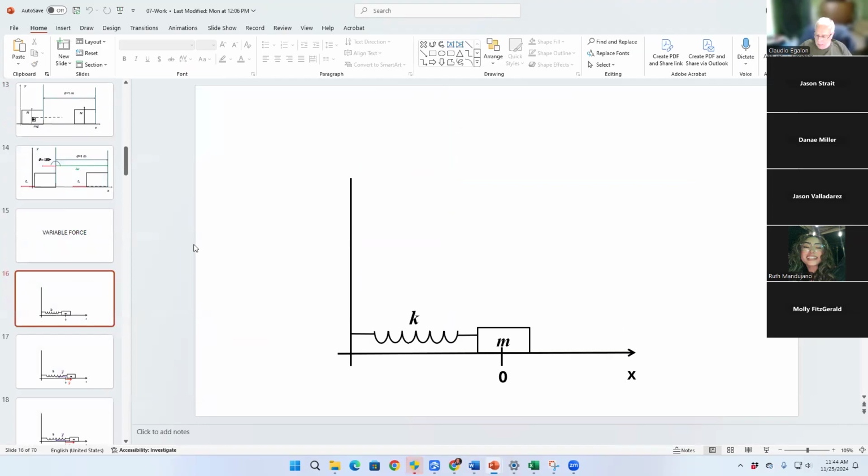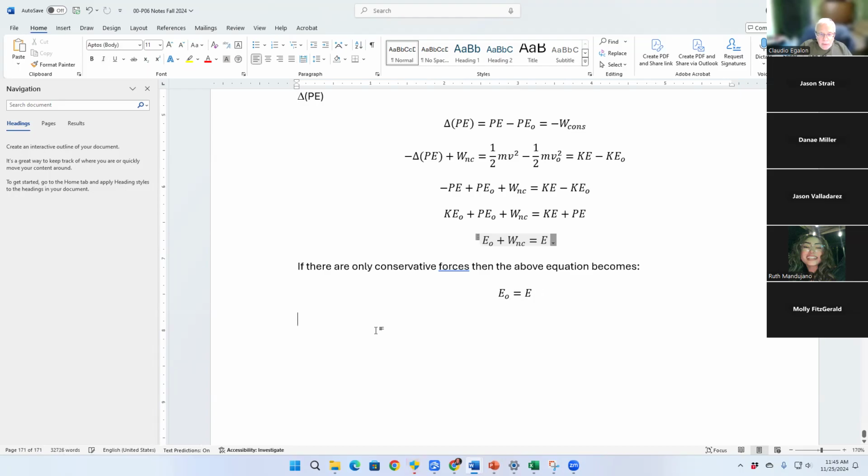Examples, here go. Variable forces. Oh, by the way, potential energy, special types of potential energy. Special types of potential energy we have to memorize. Okay. Nearby the surface of the Earth. Okay. Potential energy is equal to mgy. Okay.